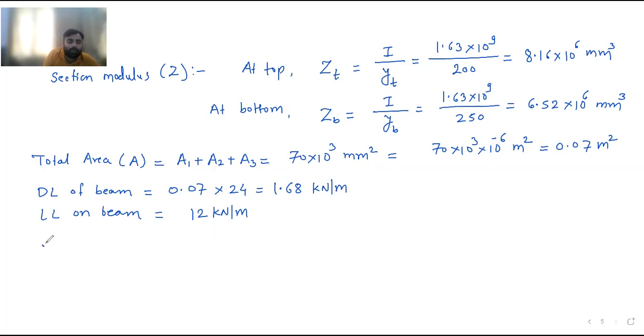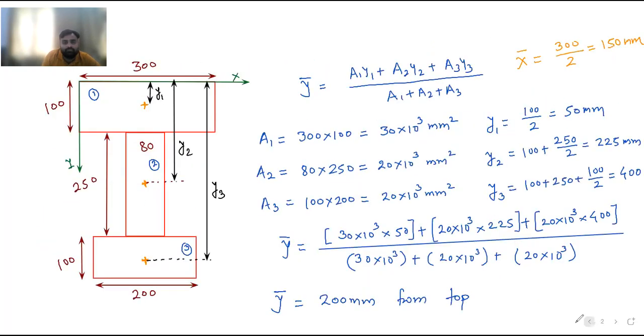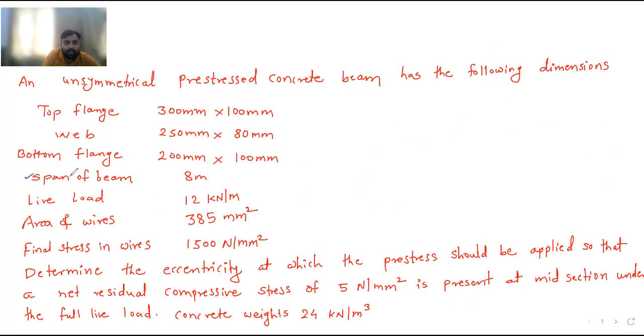So now we will calculate the total load. Total load is equal to dead load plus live load, which is 1.68 plus 12. Because both are UDL, we can add them. So total will be 13.68 kilonewton per meter. Now once you know the total load, you know the span. How much span is given? Here you can see the span of the beam is 8 meter.